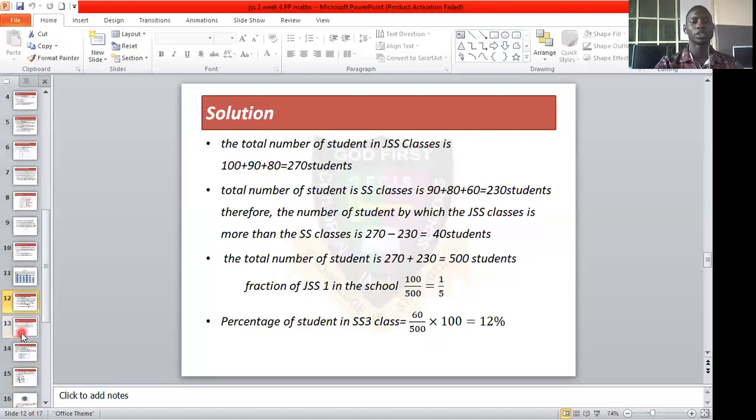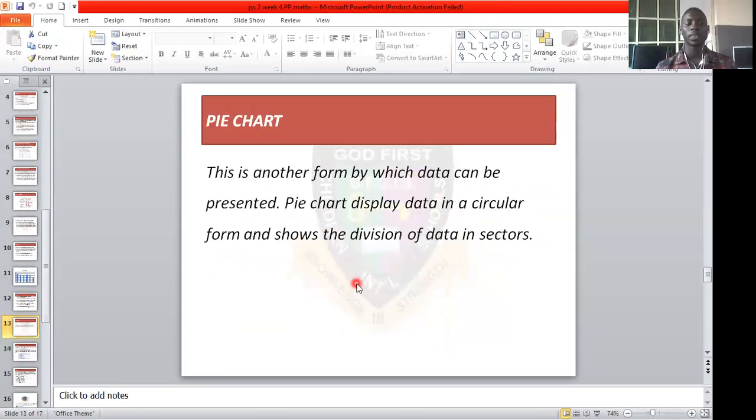That is about bar chart. So we'll go to the next thing, pie chart. This is another form by which data can be presented. I told you earlier we can present data in pictogram form, and we explained the picture and bar chart. So the last one is the pie chart. A pie chart displays data in a circular form and shows the division of data in sectors.